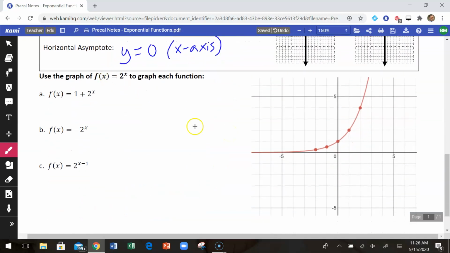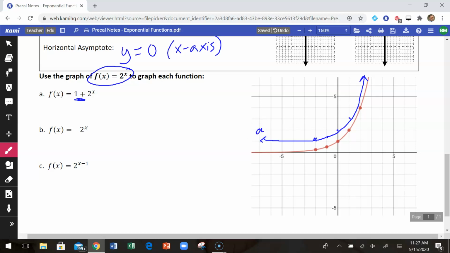Here we have graphed already f of x equals 2 to the power x, and we're going to graph each one given just transformations. So we just need to know what these transformations are doing to this. So this 1 plus on a just means that we are going to move this graph up a unit. So every single one of these points is going to be moved up 1, and we will end up with a graph that is just above this, and the asymptote for this one would be at 1 and not 0 because of that transformation being up 1. It takes our horizontal asymptote and moves it up 1 as well.